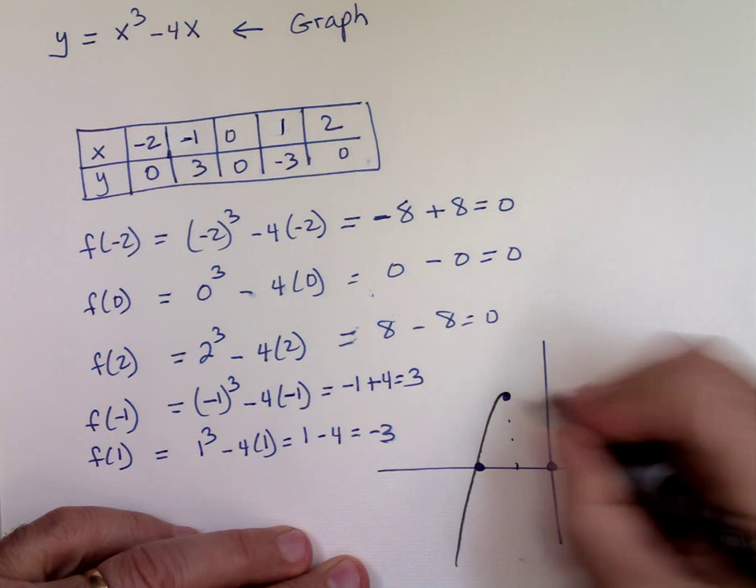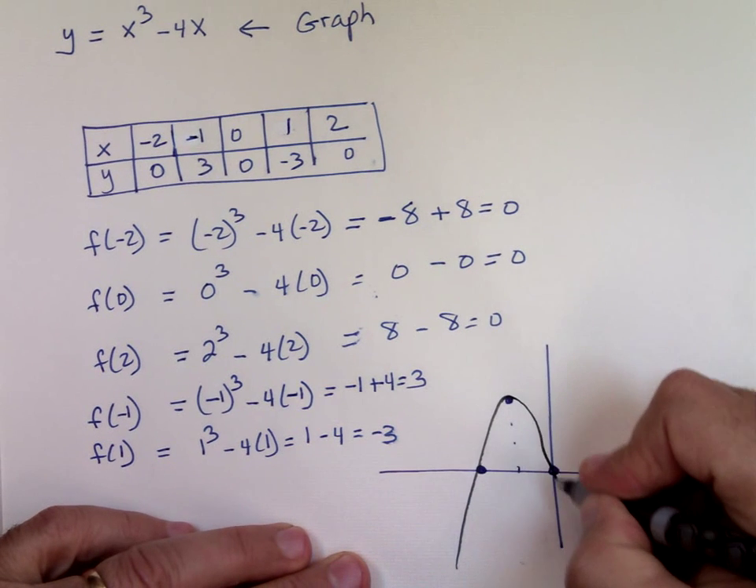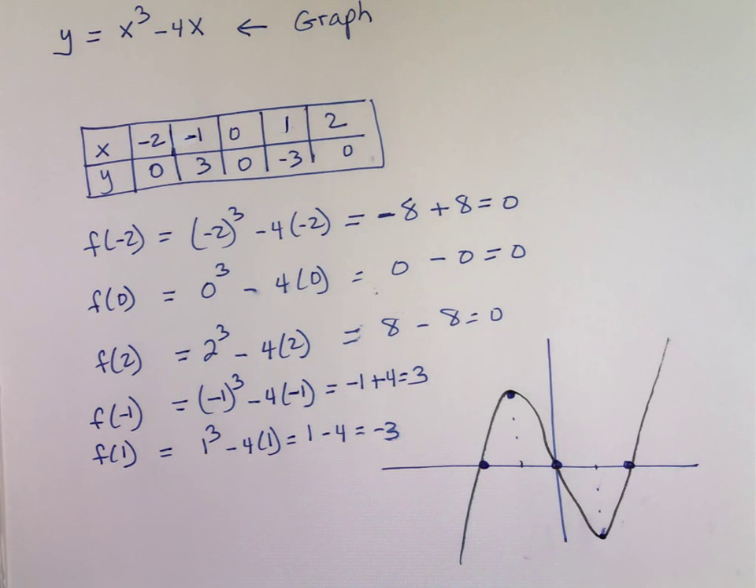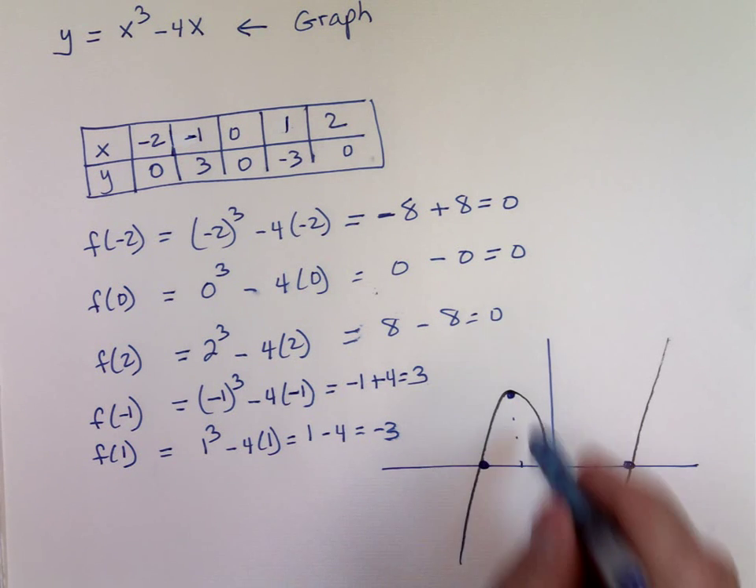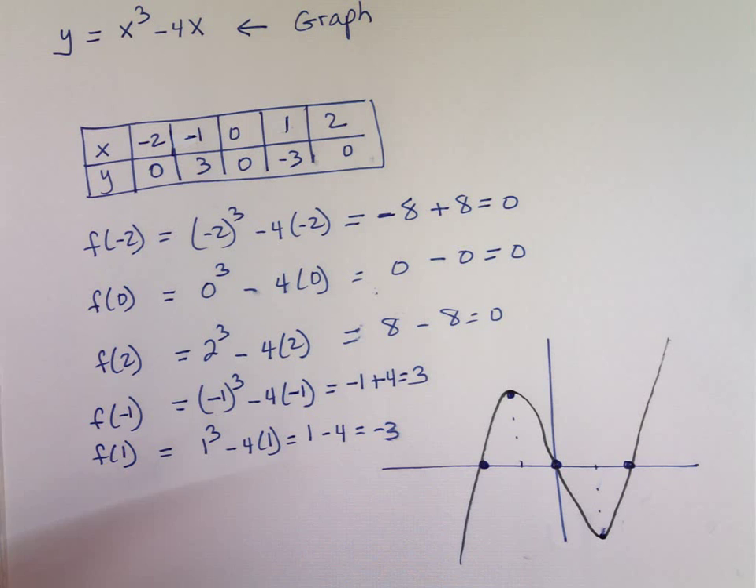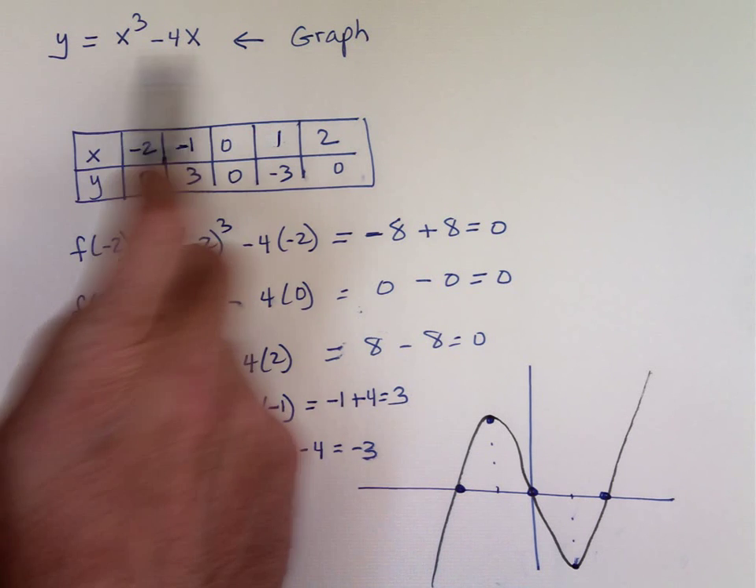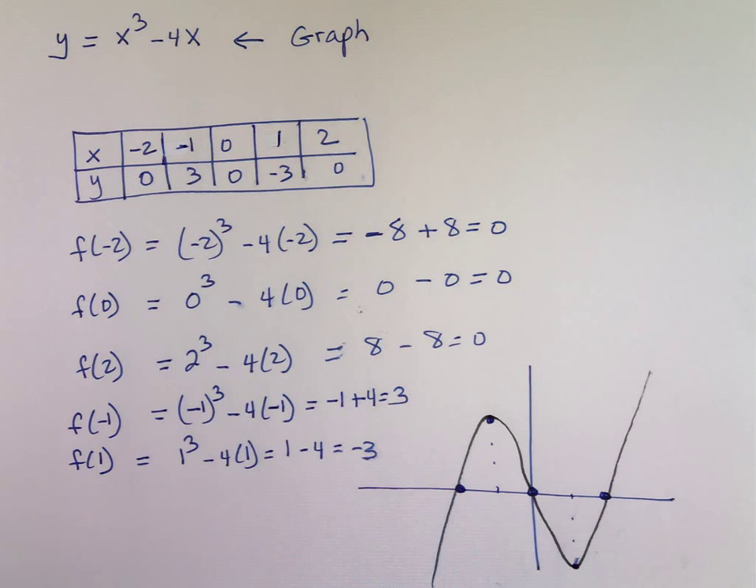If you pick more points, some values in between, plenty more points, we'll get that graph. So that's the drawback to graphing by picking points. If you have a problem like this, you've got to pick a lot of points to get the actual picture.